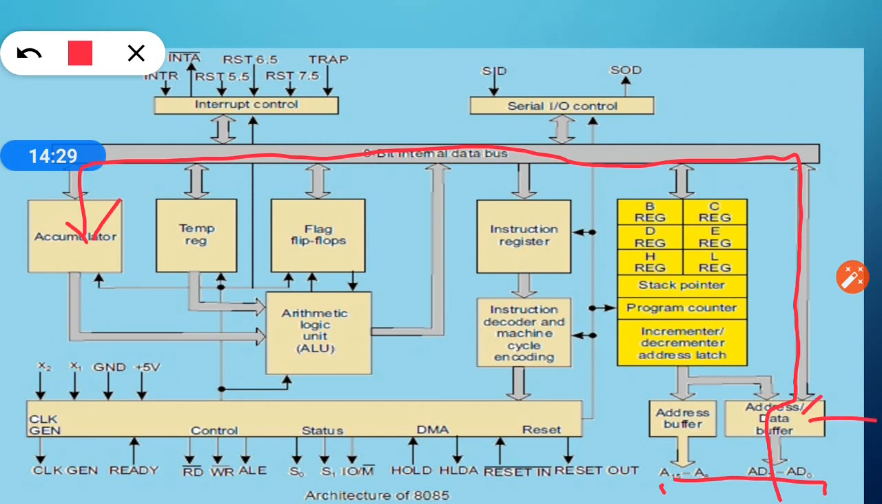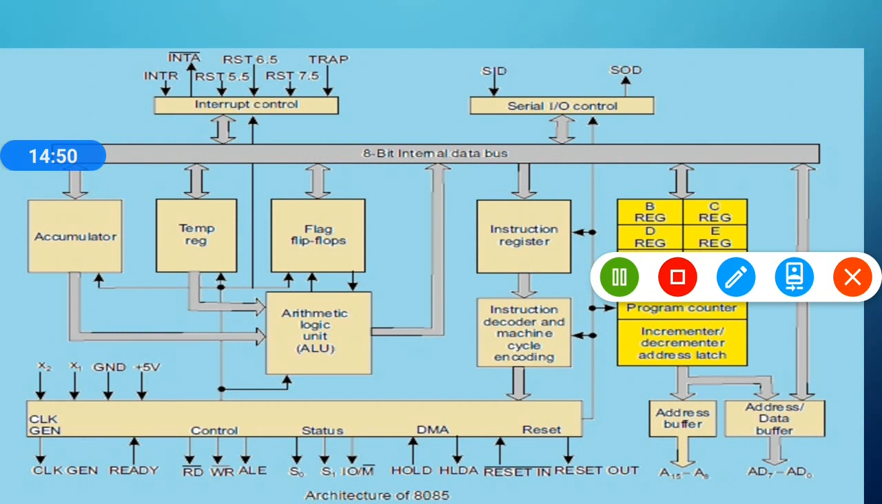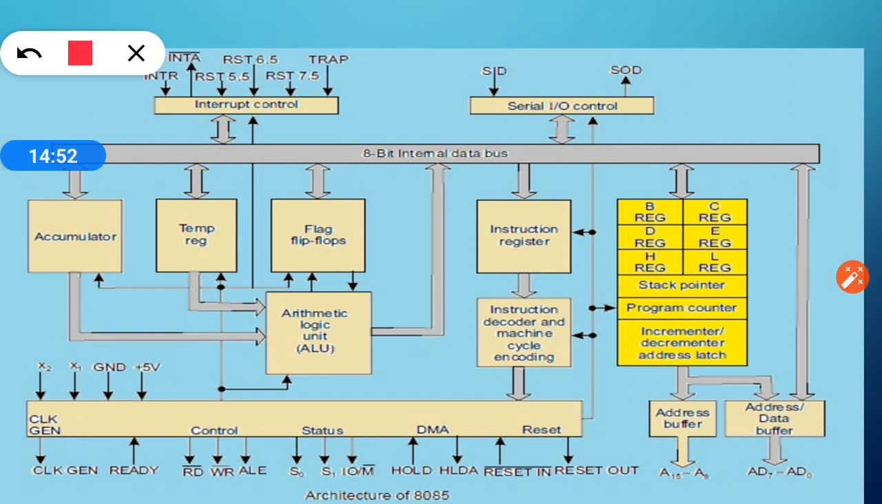Okay, so now this block, the address-cum-data buffer, while providing addressing to the memory device, acts as an address buffer, and while retrieving data from the memory device or storing data to that particular memory device, at that time it acts as a data buffer. Okay, so now you have got the idea of how the accumulator is loaded from the memory device via this address and address-cum-data buffer, right? Like this way.